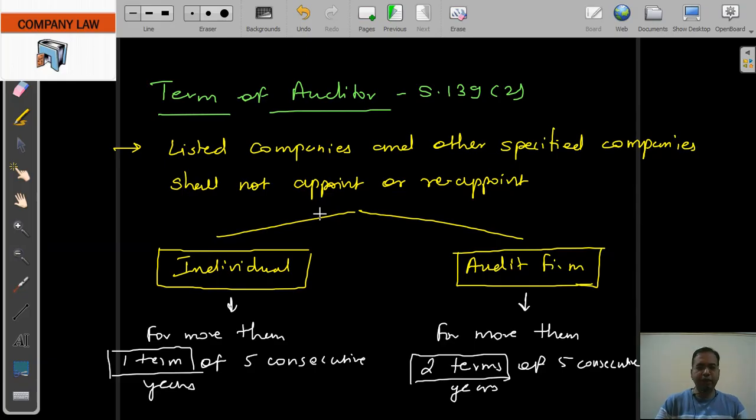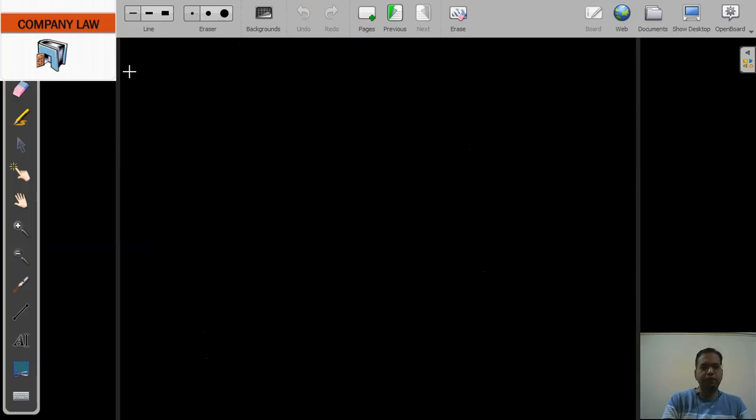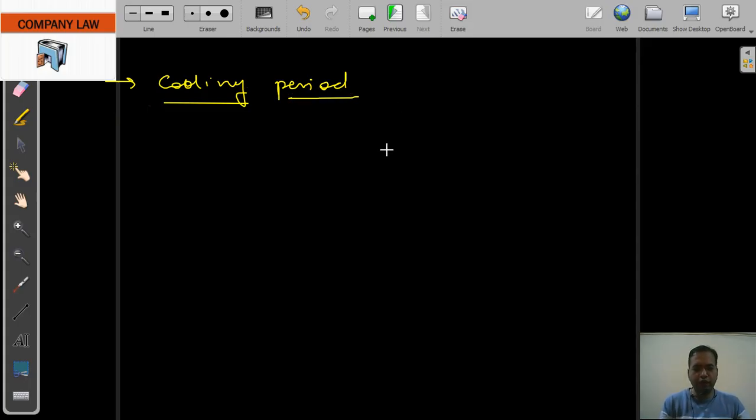Now there is a cooling period given. The cooling period for an individual who has completed his term: he shall not be eligible for reappointment for 5 years from the completion of his term, and an audit firm which has completed its term shall not be eligible for reappointment for 5 years from the completion of such term.